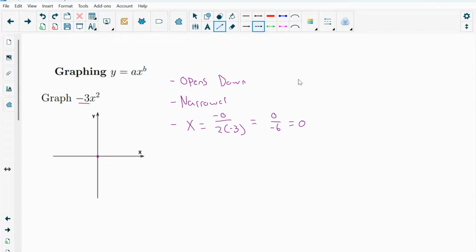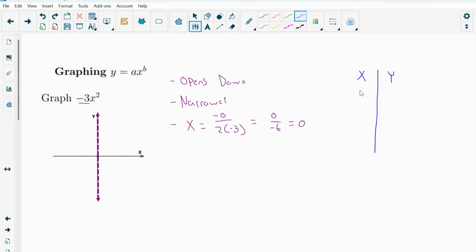So I could graph this in if I wanted to, but it is not entirely necessary. Okay, so now let's create our table and get on with the graphing process. For our table, we need to select some x values and some y values. For your x values, you can select whatever ones you like. I'm going to go from negative 2 to positive 2.